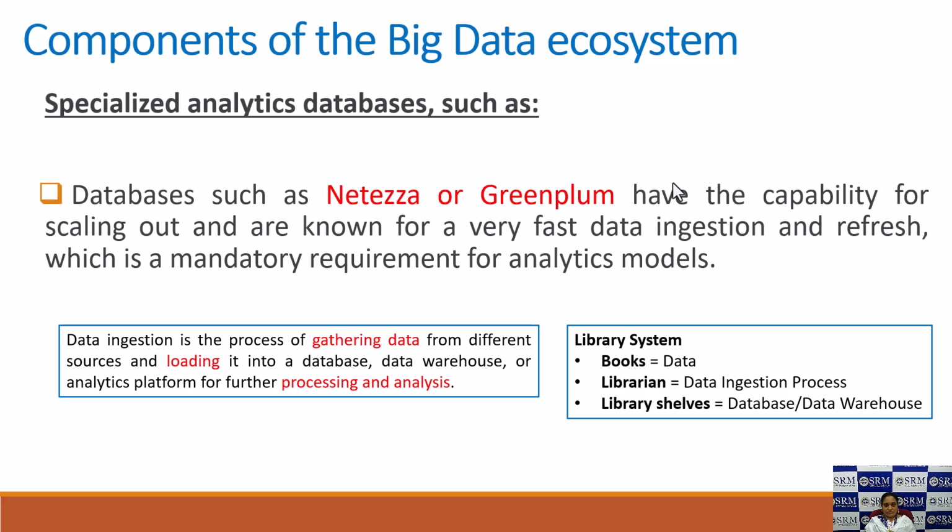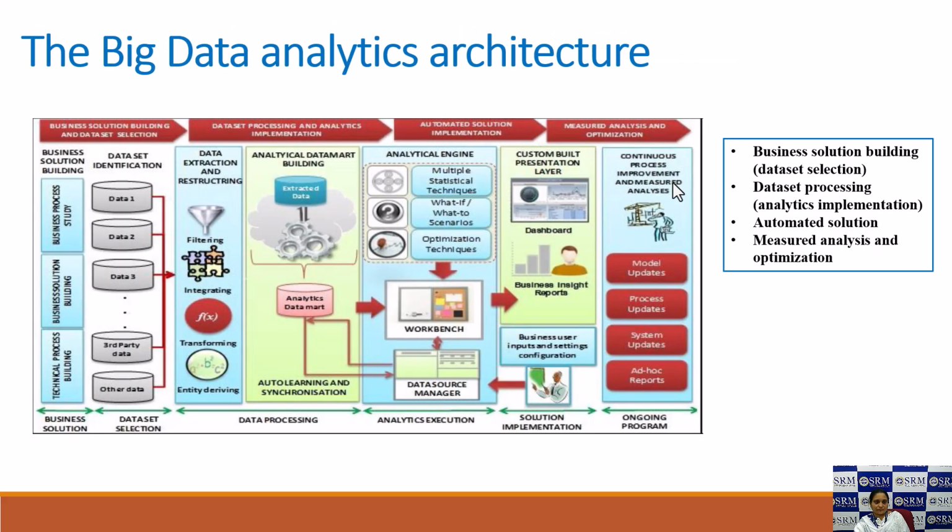For example, I could easily make you understand that books are the data, and the librarian would be the data ingestion process. That means the librarian will collect the book and return the book, or if you want to take it, they will scan it and give you the book. Once you return the book, it's the librarian's job to put it on the shelves, and the shelves are nothing but the data warehouse or database. The librarian is the person involved in the data ingestion process, because he collects from various sources. The librarian collects the books and puts them there for us. We go and take that book. That's what is happening. So this is basically the big data analytics architecture.